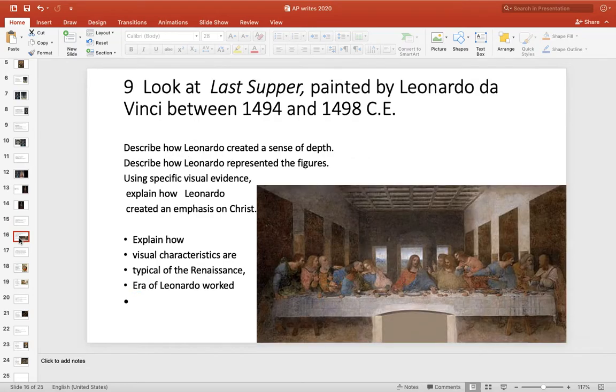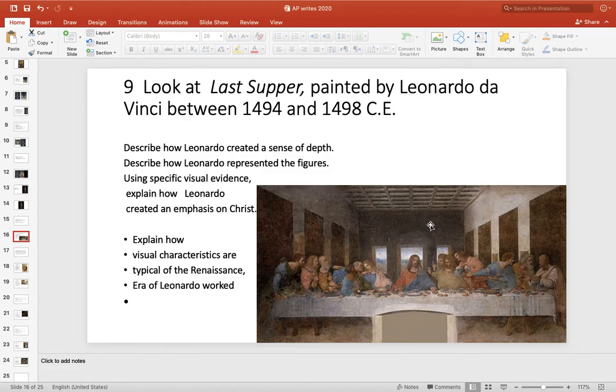Remember, when you read the prompt, sometimes it's confusing. You break it down into pieces, and this is an actual prompt from a couple of years ago on the Last Supper. When you break it down, this is what it's asking you to do. Describe how he creates depth. Describe how he represents the figures and visual evidence, how he put an emphasis on Christ, and then how is this typical of the Renaissance. So if you go piece by piece, this is a Renaissance work.